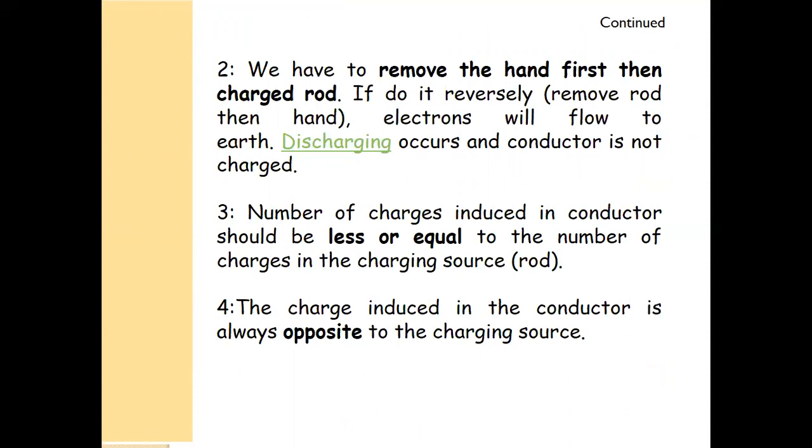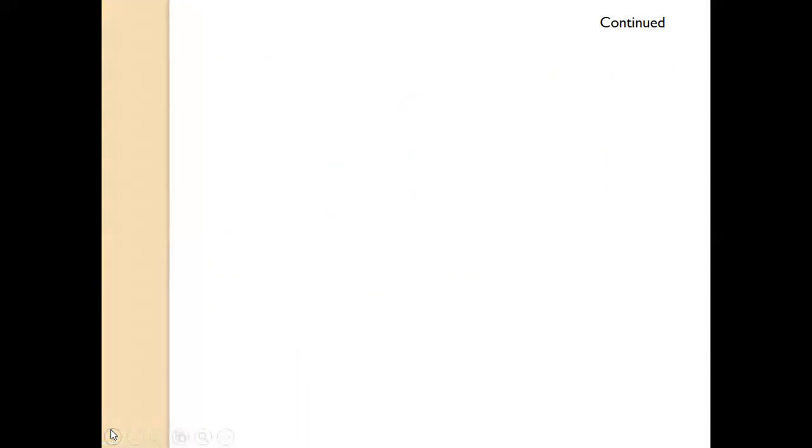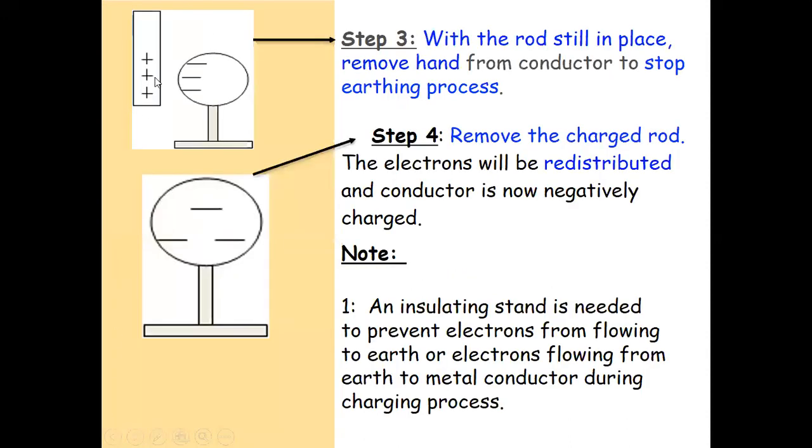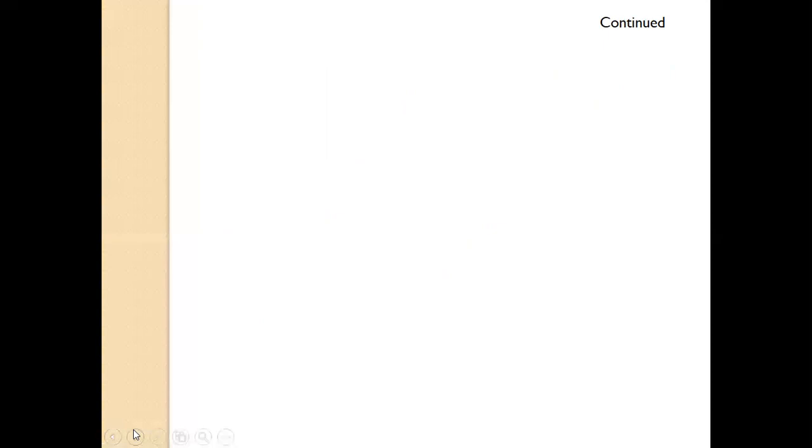The third point is that the number of induced charges in the conductor should be less than or equal to the number of charges in the charging source, and the charge induced in the conductor is always opposite to the charging source. As I have already shown you, a positively charged rod is brought near and it makes the sphere negative.